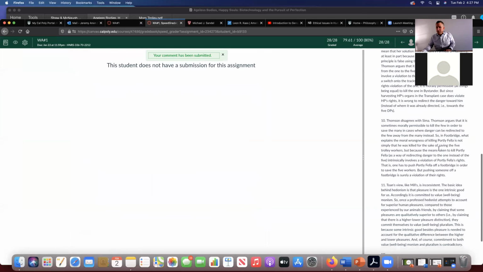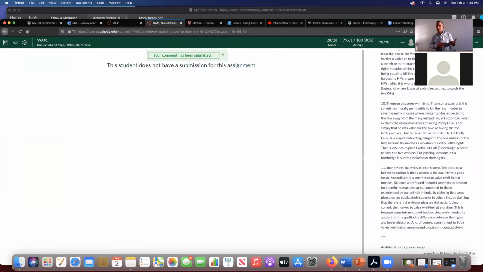Number 10, Thompson disagrees with Seema. Thompson argues that it is sometimes morally permissible to kill the few in order to save the many in cases where danger can be directed to the few away from the many instead. So in the footbridge case, what explains the moral wrongness of killing Portly is not simply that he was killed for the sake of saving the 5 trolley workers, but that the means taken to kill Portly as a way of redirecting danger to the 1 instead of the 5 by itself involves a violation of Portly's rights. That is, one has to push Portly off a footbridge in order to save the 5 workers. But pushing someone off a footbridge is surely a violation of their rights.